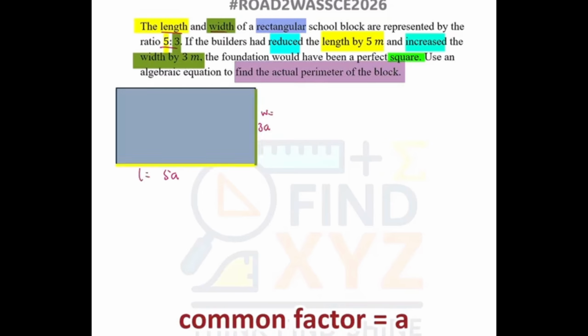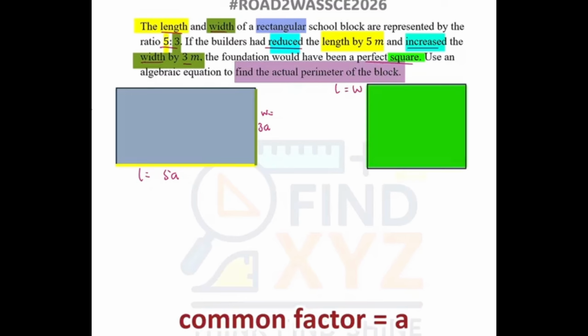However, something happened. The builder decided to reduce the length by 5 meters. The keyword is reduced. And they decided to increase the width by 3 meters. The foundation for the school block would have been a perfect square. Now what is a square? A square has all sides being equal. It means that with a square, the length will be equal to the width. So let's represent the square. Now this is our square.